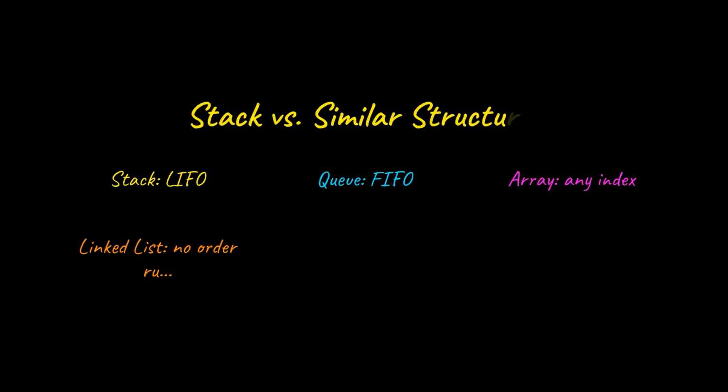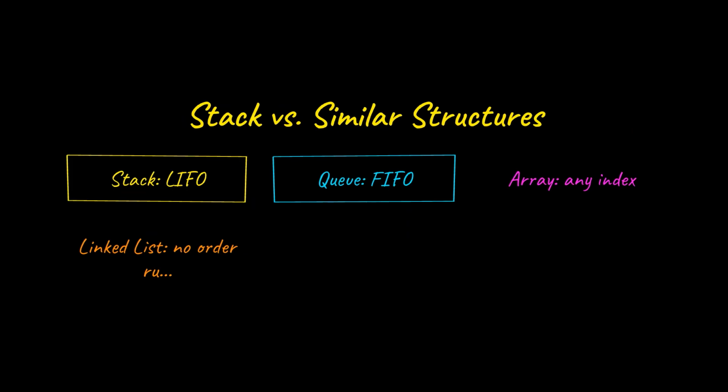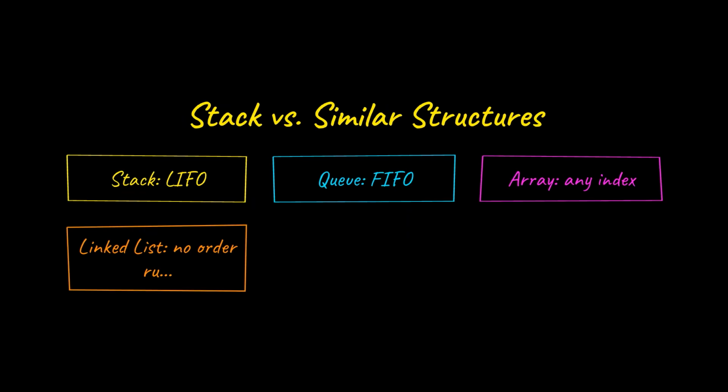The classic trap is confusing a stack with a queue, array, or linked list. A queue serves the oldest item first, the opposite of a stack. Arrays allow access anywhere, and linked lists impose no removal order at all. Only the stack guarantees the newest item leaves first.